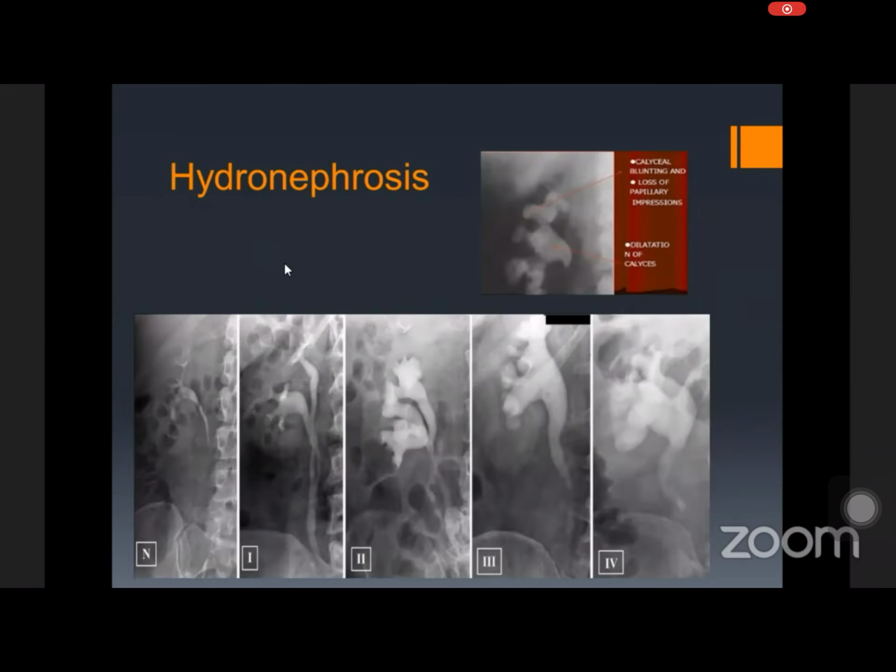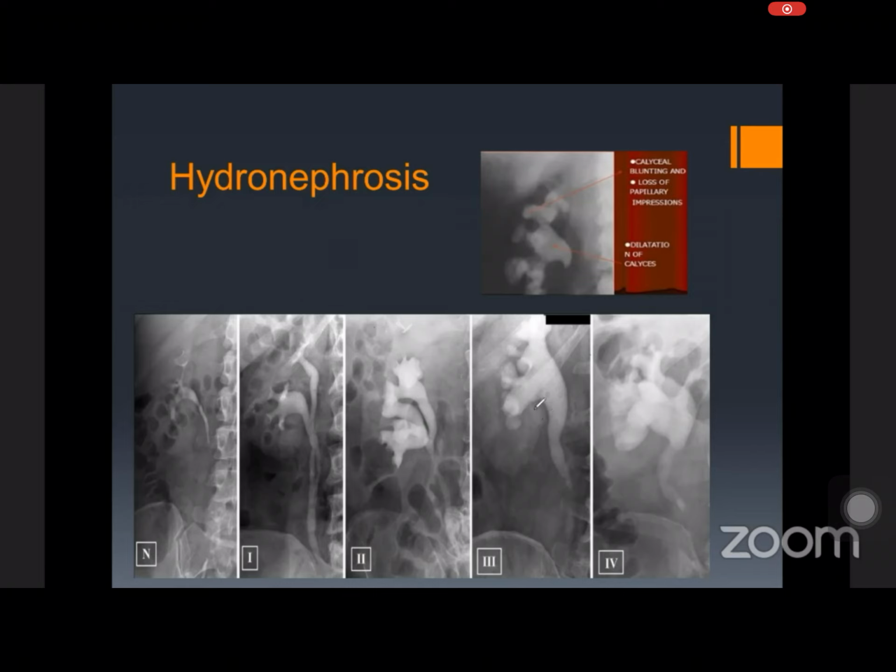So hydronephrosis, whenever we see dilatation of the pelvicalyceal system, we should mention the grade of hydronephrosis in the report. This is a normal pelvicalyceal system showing a normal size pelvis and normal calyces. Grade 1 hydronephrosis is nothing but dilatation of only the renal pelvis, but the calyces are maintained. In grade 2 hydronephrosis, there is dilatation of both the pelvis and the calyces.